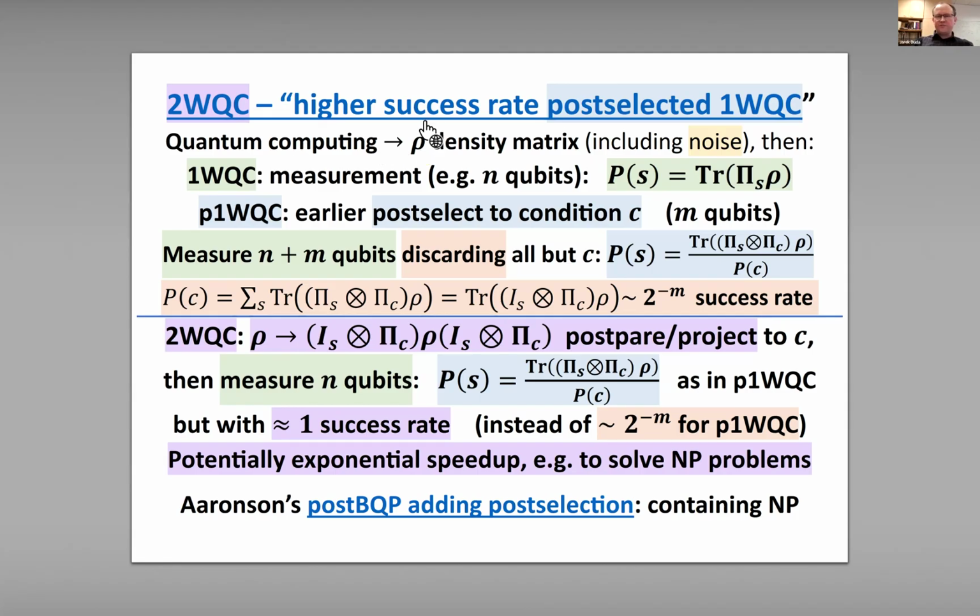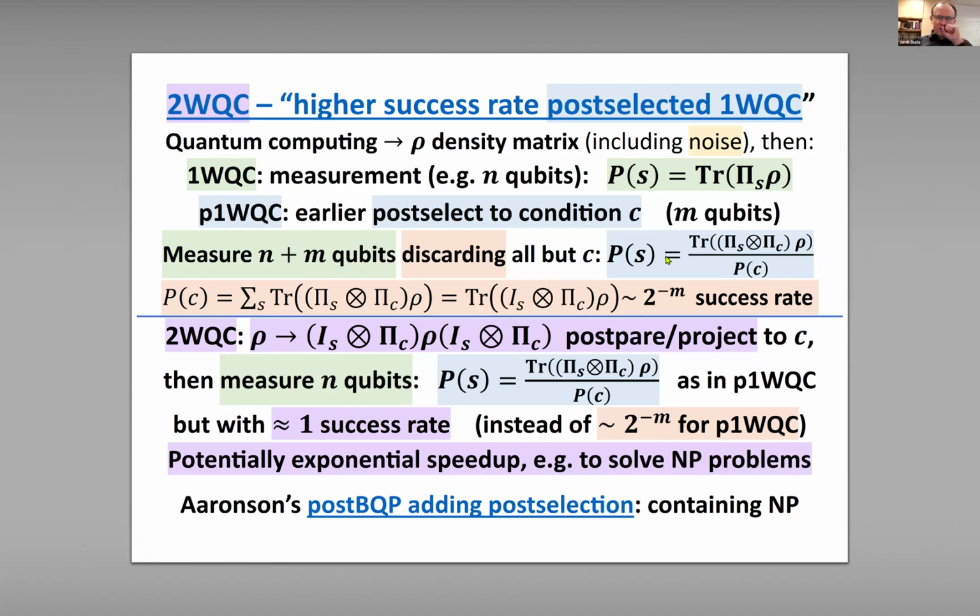So let's think about quantum computation. It leads to this: before the measurement, we have some density matrix, including some noise and imperfections along the way. Then in a standard one-way quantum computer, you just measure everything using this standard formula. In a post-selected one-way quantum computer, we would add some more qubits, let's say m qubits, and measure all of them, but discard all which do not satisfy the condition. So the probability is like here in the numerator, like above previously, because we measure all n plus m qubits. However, we discard all of those which do not satisfy this condition, so we need to divide by the probability that this condition is satisfied. So this is the standard post-selected one-way quantum computer formula.